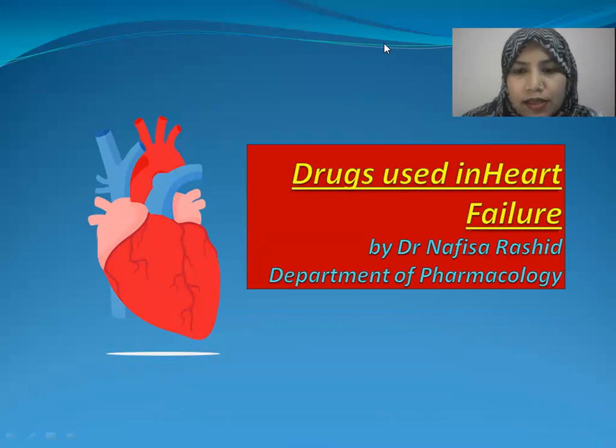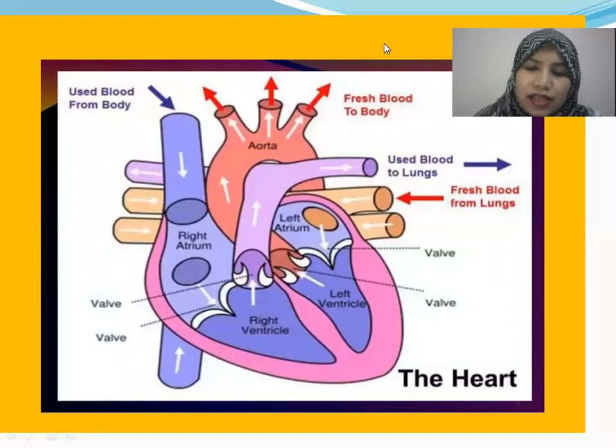Our today's topic is drugs used in heart failure. At first, I want to show you the schematic view of the heart. Here is the right atrium and left atrium, the right ventricle and left ventricle. Here are the valves, and this is the superior vena cava and there is the inferior vena cava, through which the used blood comes into the right atrium. And there is the aorta by which fresh blood goes to the body, and this is the pulmonary artery through which used blood goes to the lungs, and these are the pulmonary veins through which fresh blood comes from the lungs to the heart.